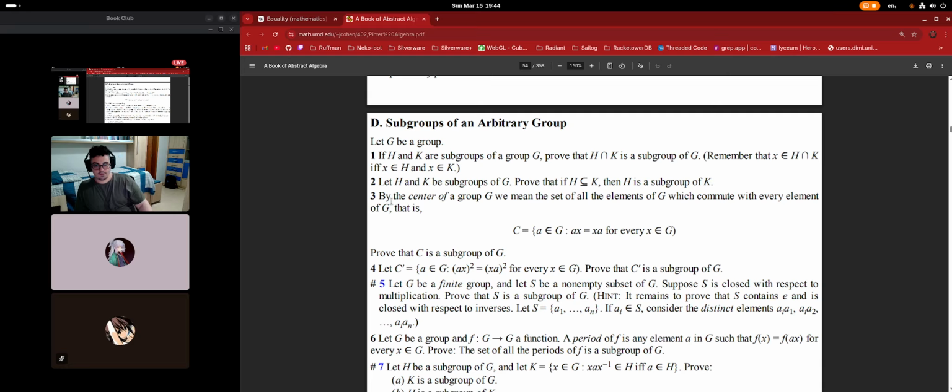By the center of group G, we mean the set of all the elements of G which commute with every element of G. Prove that C is a subgroup of G. This means that it's abelian, no? The center is abelian, yes, by definition. And then we have to prove that C is a subgroup.